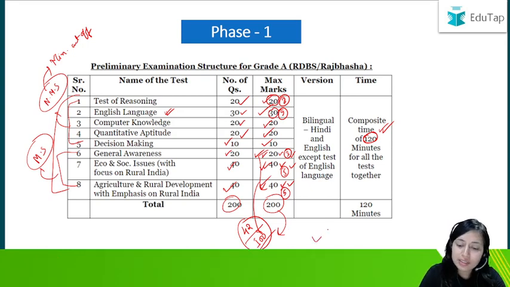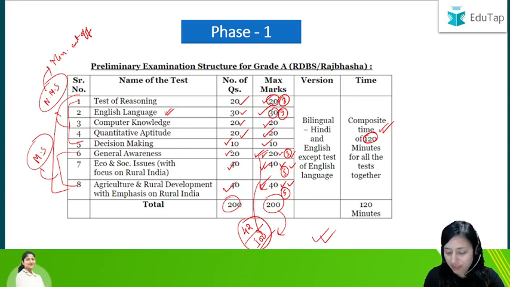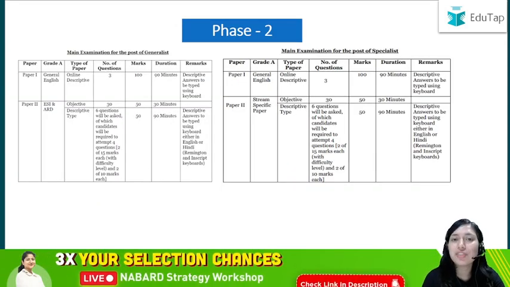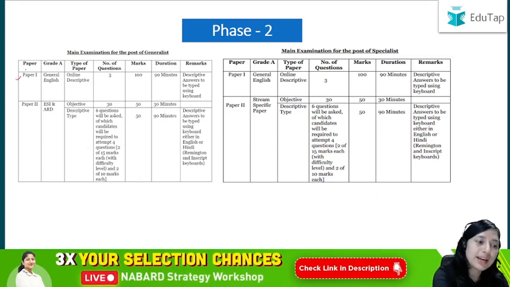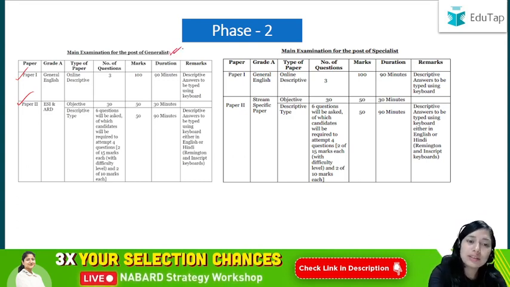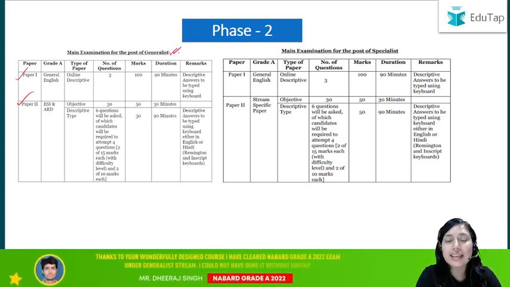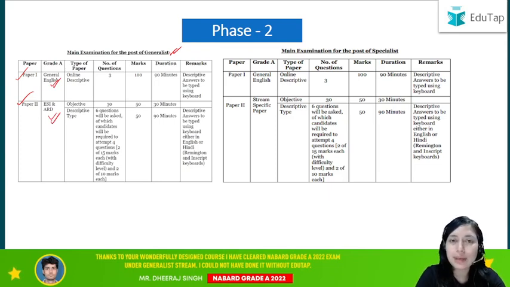Once you have successfully cleared your phase 1, you will be called for phase 2. Now let us see the pattern of phase 2. Basically in phase 2 we have the NABARD test of 2 subjects. There are two examinations, paper 1 and paper 2. And we know that in NABARD there is a journalist post and there is a specialist post. If you are giving the exam for the journalist post, then in your phase 2, the exam for general English and ESI ARD will be conducted. You will be given paper 1 for general English and paper 2 for ESI and ARD.